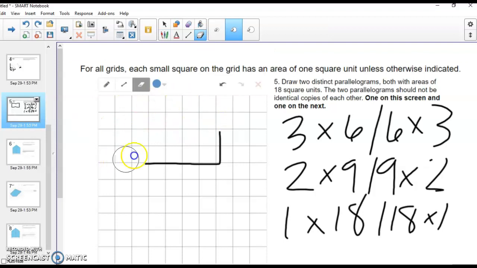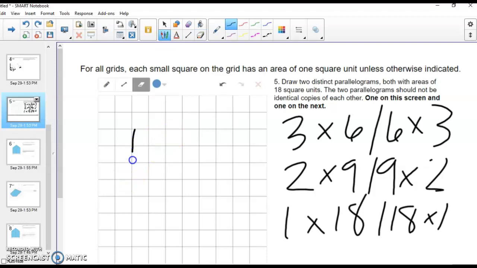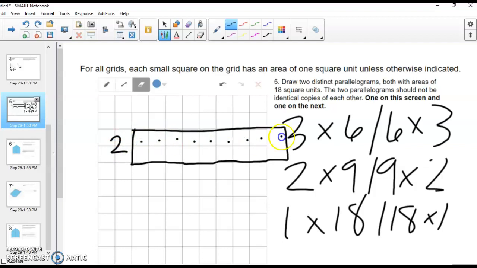And then I'm going to erase that and give you one other example. So we could do a 2 by 9. So that would be 2, 1, 2, 3, 4, 5, 6, 7, 8, 9. Sorry, I'd have to go off the grid. But we would have a 2 by 9, which would also be 18 square units. Remember, there are other ways to draw these, but these are just two options that you could do.